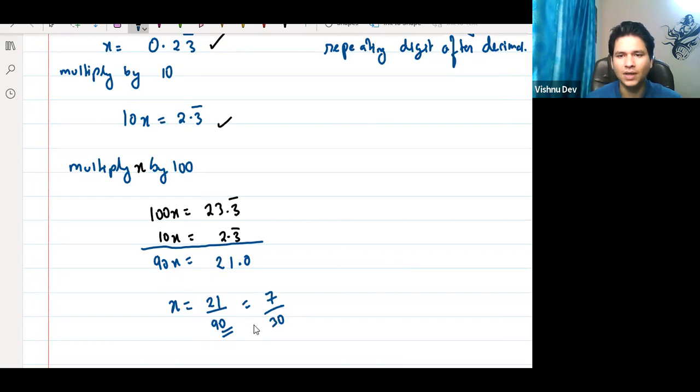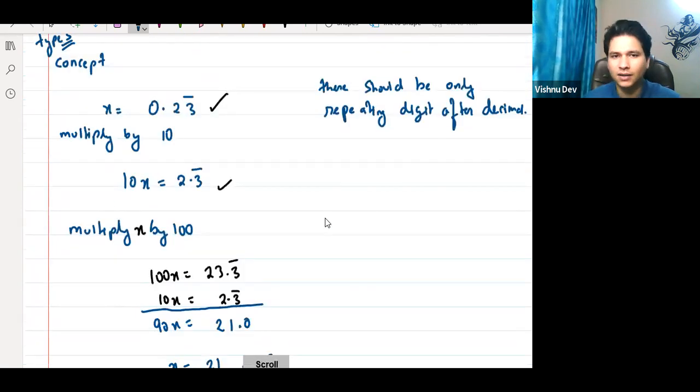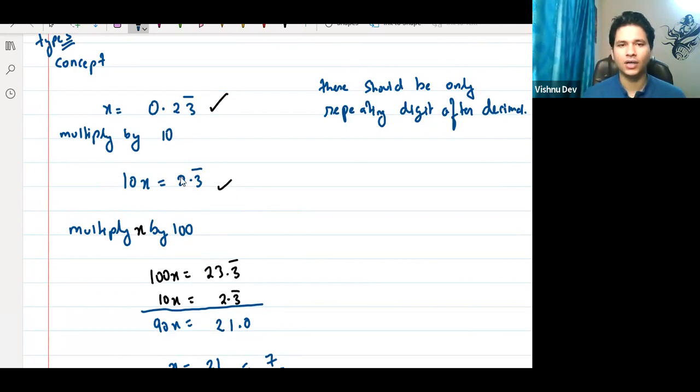Okay, so I will just repeat once again. Just pay attention. So the question here is x is equal to 0.23 bar. Since not every digit after the decimal is repeating, I have to think what to do. Nabil, I'm explaining. Please pay attention. First of all, I have to make sure that every digit after the decimal is repeating.